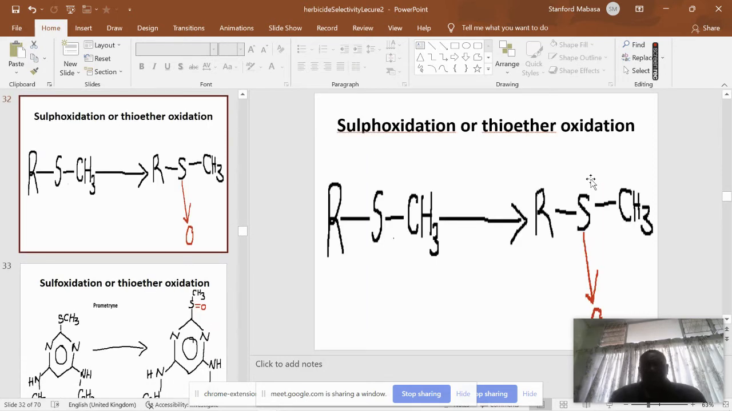Then we have the process known as sulfoxidation or thioether oxidation. For this to take place, there should be an S, a sulfur, attached to R and CH3. Then if we add an oxygen to S, it becomes sulfoxidation or thioether oxidation. And it is facilitated again by this cytochrome P450 monooxygenase.